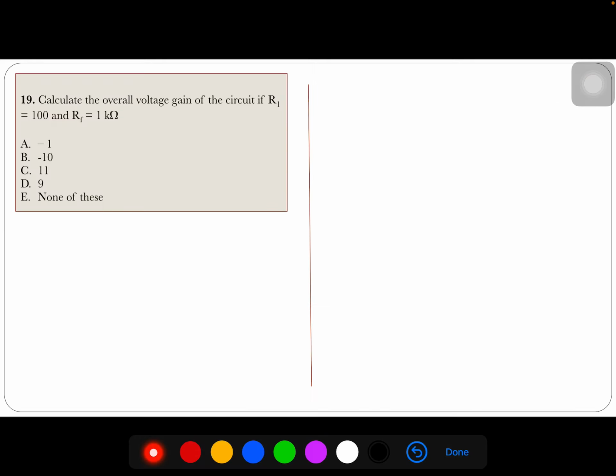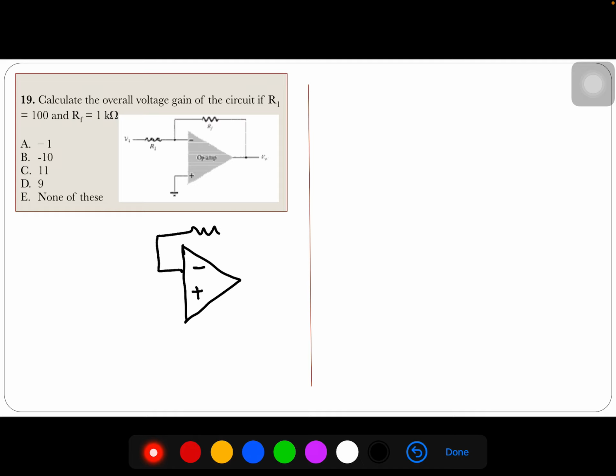Next question. Calculate the overall voltage gain of the circuit if R1 is 100 and RF is 1 kilo ohm. This is the circuit. I'll again draw the circuit if you are not able to see it. Negative feedback, V0, RF, R1, Vi. It is an inverting amplifier basically.